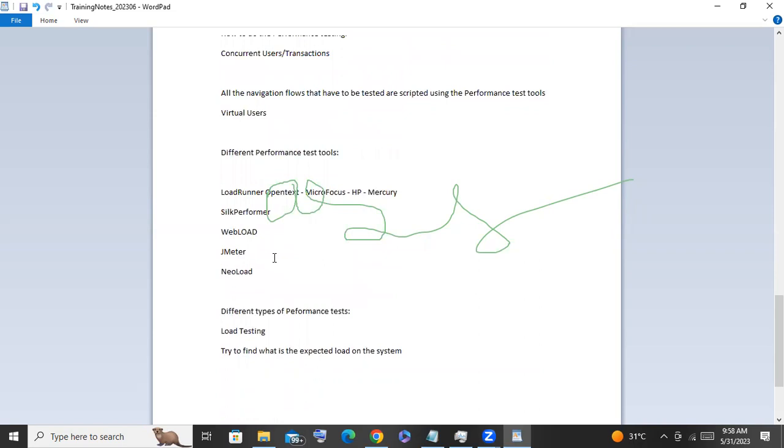So we have a certain number of users and a certain number of transactions that this application would attract on day one, and you are trying to test whether the application can sustain that load or not. That is what load testing is.